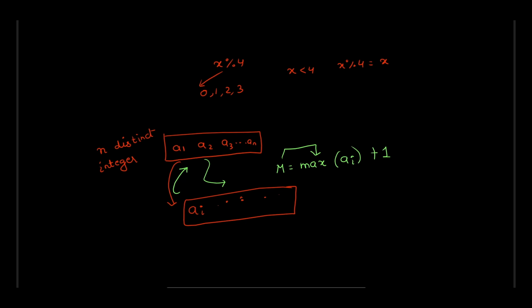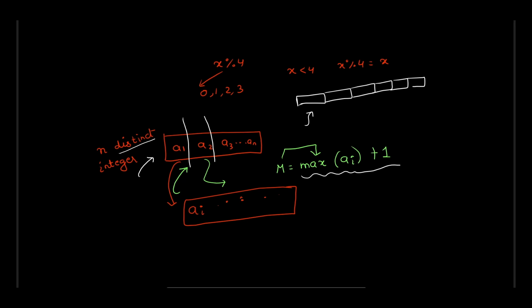So this means that if you want to split this into groups where all the elements in a group are congruent to each other, then if you want to add only one element to each group, you can smartly select your m as the maximum element plus 1. And then if you really had distinct integers, then each group will only contain one integer only.